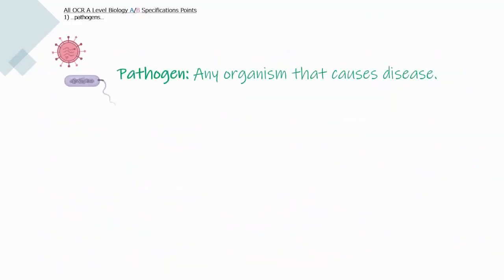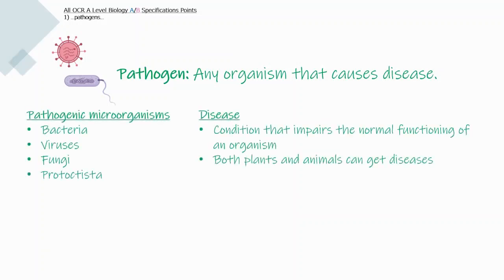I'm just going to discuss pathogens. A pathogen is any organism that causes a disease. Some of the main examples you probably know are bacteria and viruses. Disease is defined as a condition that impairs the normal functioning of an organism, and both plants and animals can get diseases.